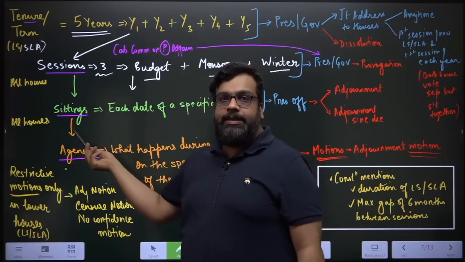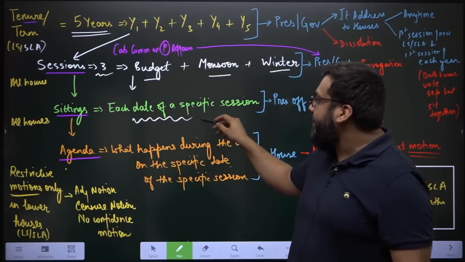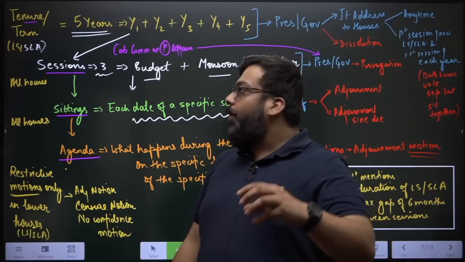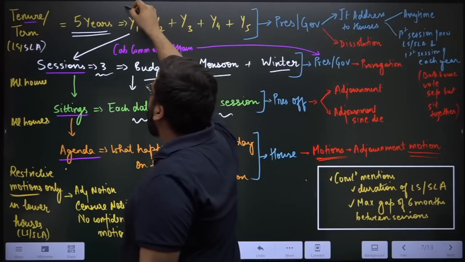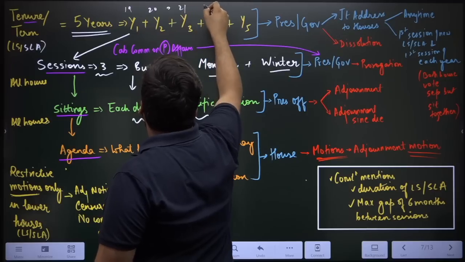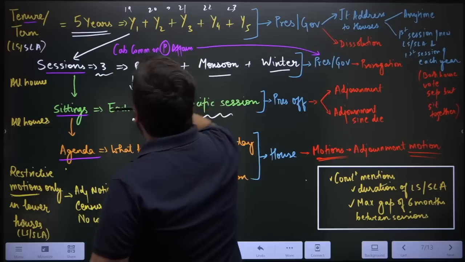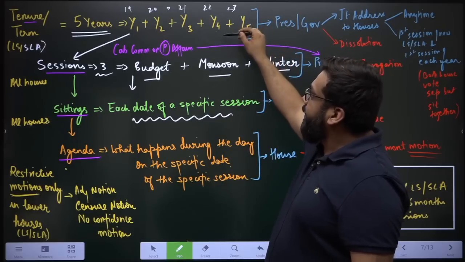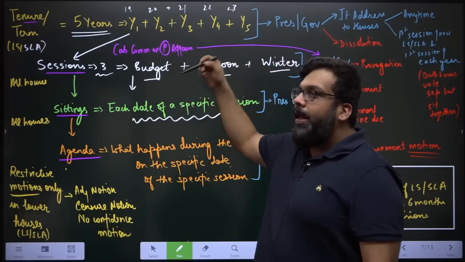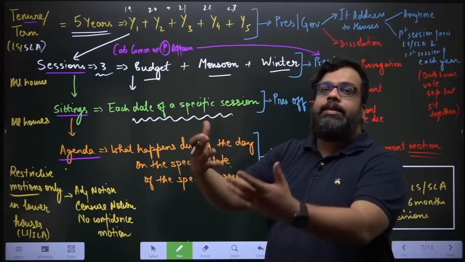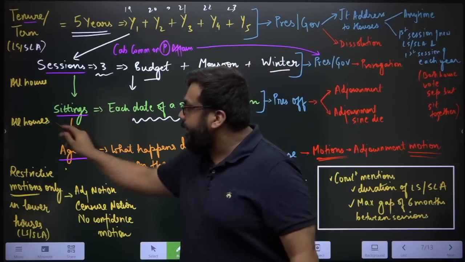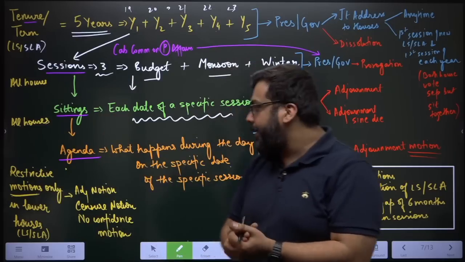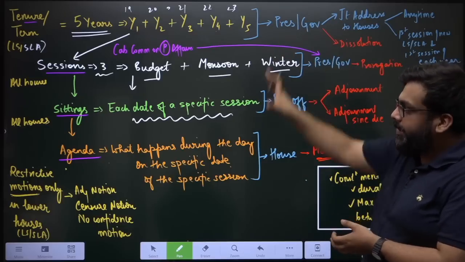Each session has sittings. So, sittings is what happens on a specific date of a specific session. So, let us say the budget session of the 17th Lok Sabha, which is basically 2019, 20, 21, 22, and 23. Right? So, our next elections are going to be in 24, right? So, we're currently in 2022. So, the budget session of the 17th Lok Sabha in 2022, the date being, let us say, 1st of April 2022, that becomes the sitting. Now, what happens on that day? What is happening during the 1st of April 2022 is called an agenda. Right? So, that's the basic division.